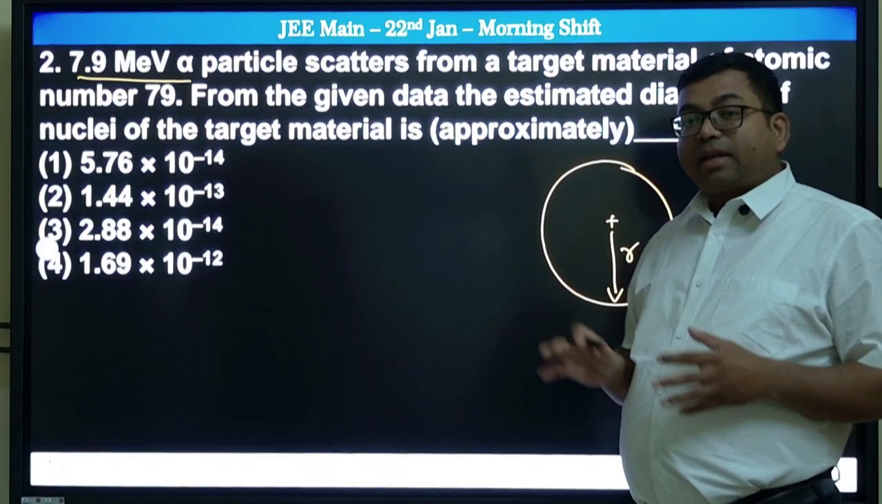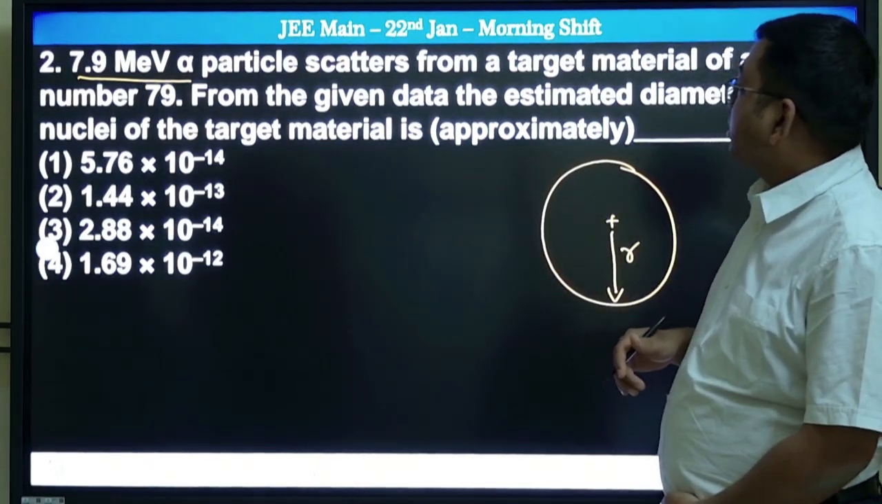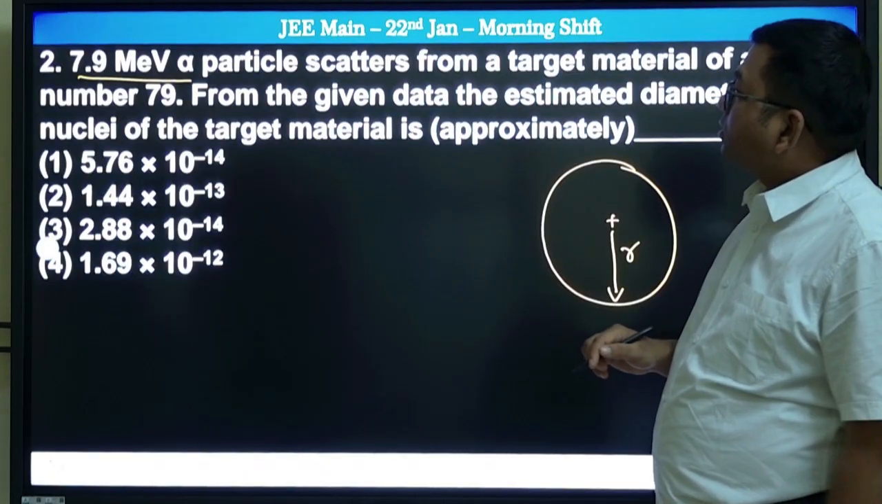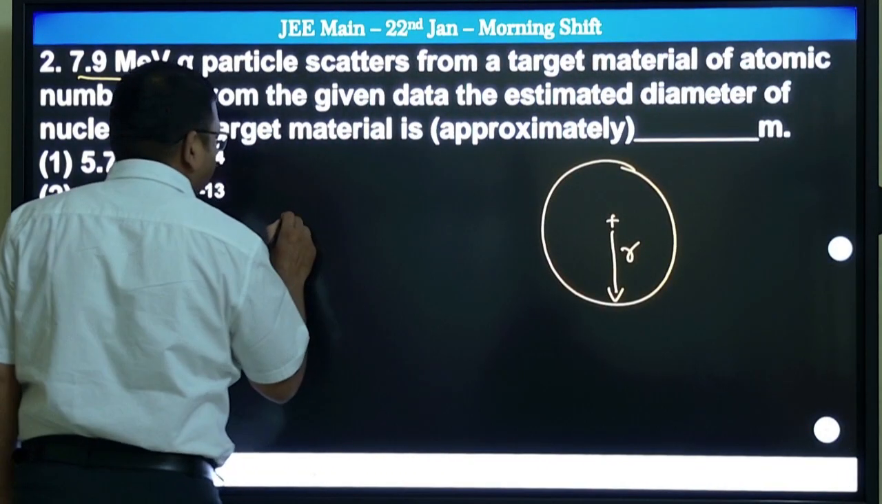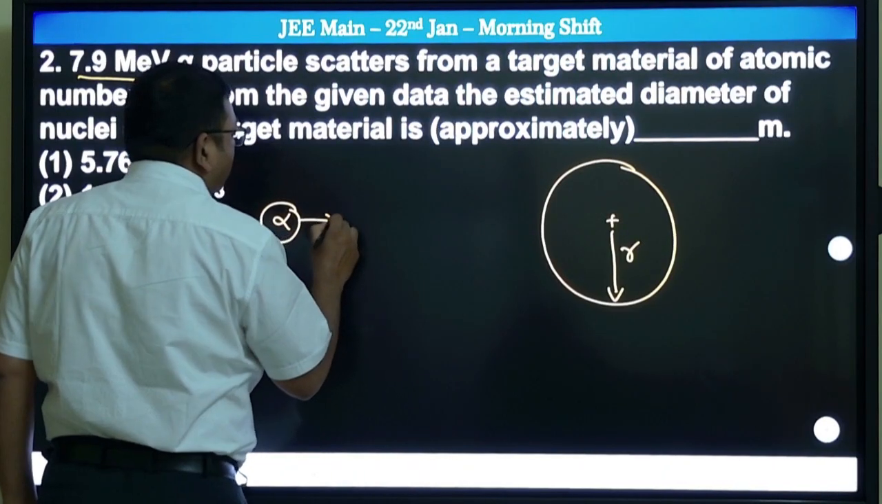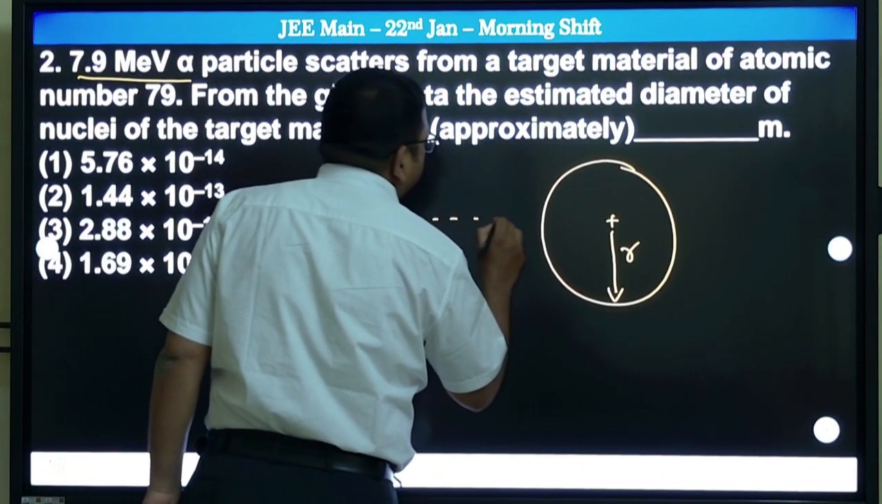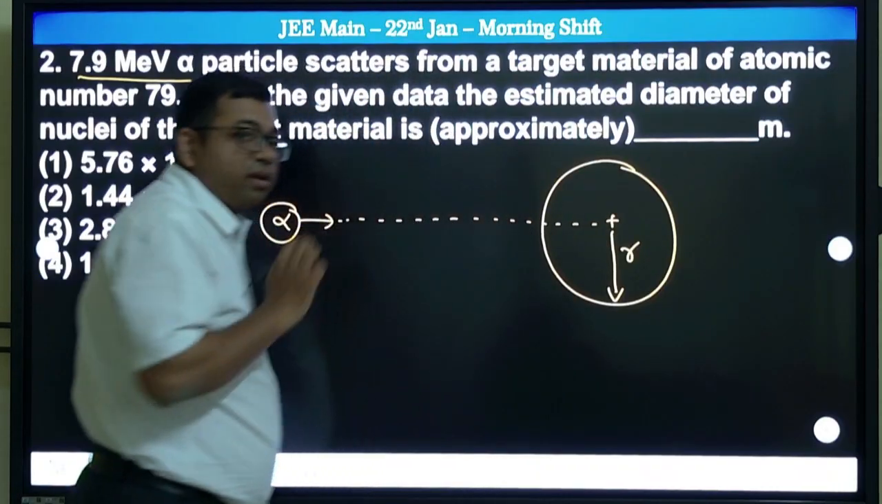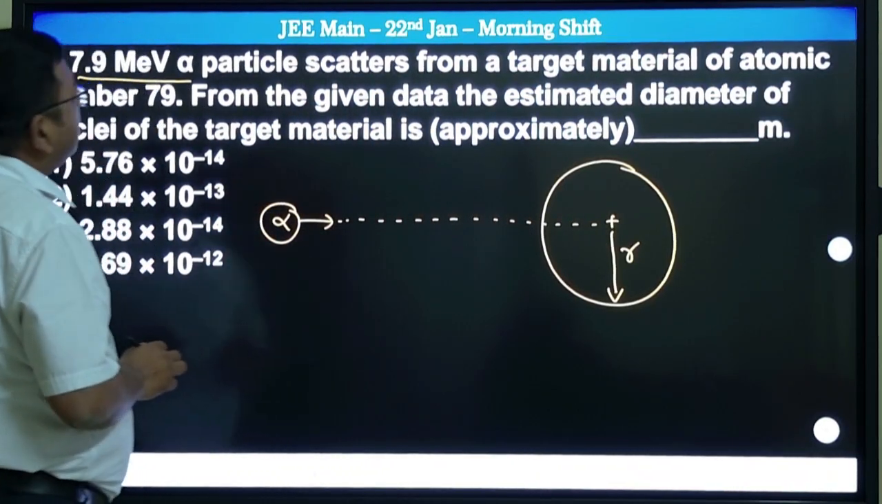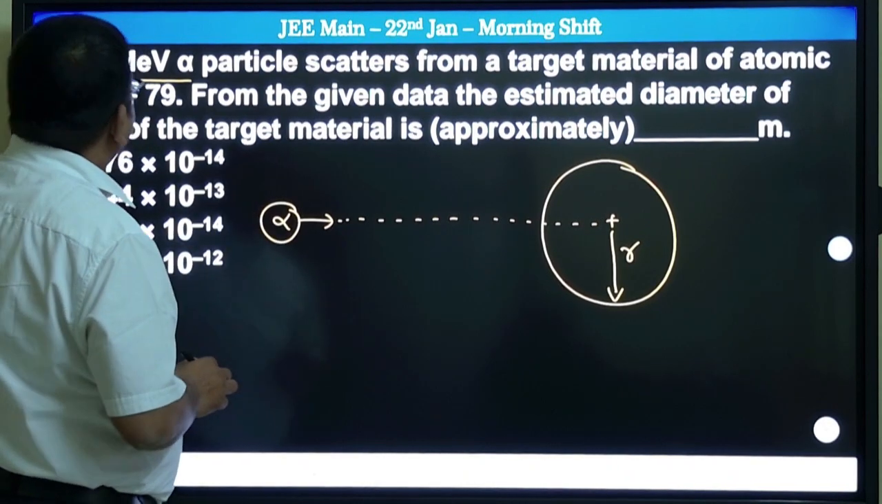We have to calculate the diameter, that means 2 times the radius, correct? So alpha particles are being targeted towards this. Assume that the alpha particle is targeted toward the center, right? So what happens? It is scattered, right?